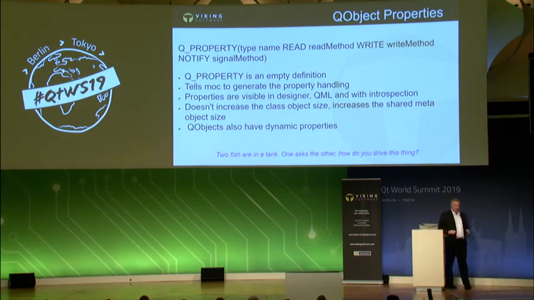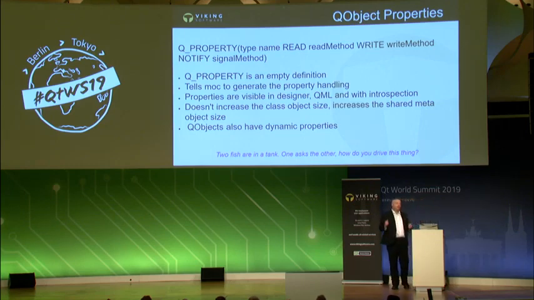So, properties. This is something that's not directly related to signals and slots, but it is anyway. So QProperty is again something that's just defined to nothing. It doesn't do anything in itself. What it does is just tell moc, do something with this stuff. And actually, if you only write C++ based code and you don't use Qt Designer, then a QProperty doesn't do anything at all. You don't get anything from it. You might as well just have the signals and the slots of this one, but with one exception.